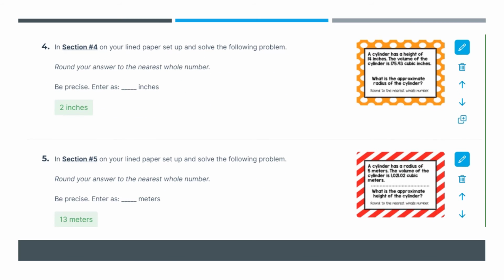Number 5. A cylinder has a radius of 5 meters. The volume of the cylinder is 1021.02 cubic meters. What is the approximate height of the cylinder? Hopefully my students can solve that fairly easily. This would be done, and then we would review it as a group the following day.